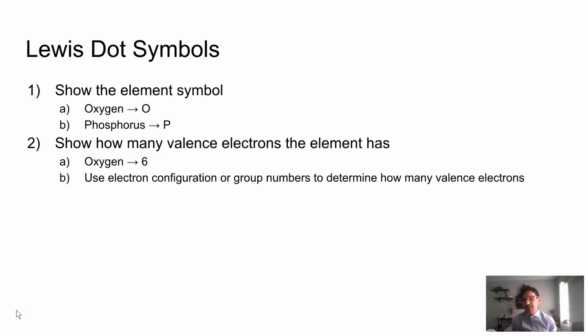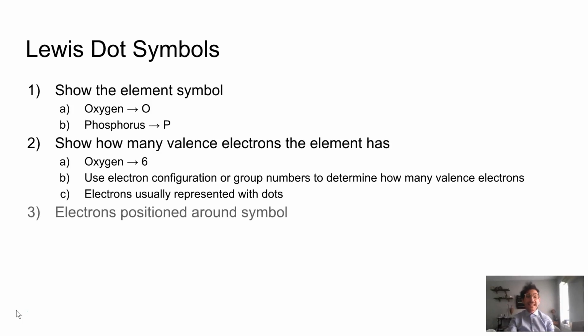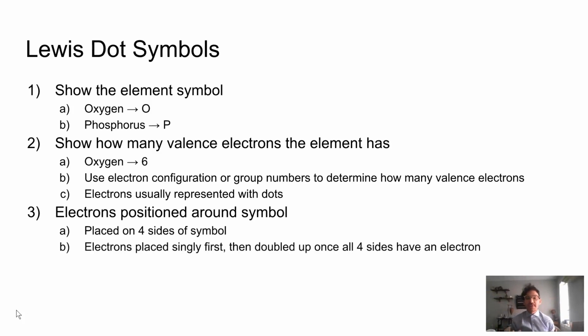And we're mostly going to do these for main group elements. We're not going to really mess around with our D block or transition metal friends, definitely not our F block homies with this stuff. And so usually we represent our electrons with dots. The electrons are going to be positioned around that symbol. We're going to place them on 4 sides, like top, bottom, and 2 other sides, left and right. We're going to put our electrons down one at a time or singly first. And then once we have one on all 4 of our sides, we'll start to double them up and put them in pairs.